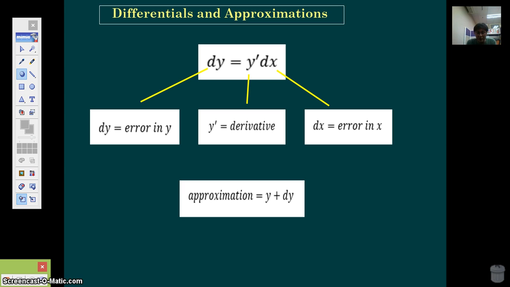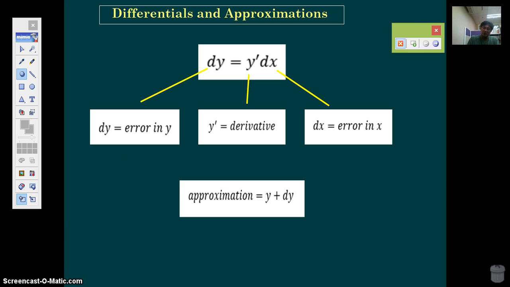Good day, seniors. This is a very short video lesson about differentials and approximation, and the application of the derivative. The differential dy is given by y prime times dx, where y prime is the derivative and dx is the error in x. Now, if we know the numerical value of the error in y, or the differential dy, we can get the approximation, and it will be given by y plus dy.